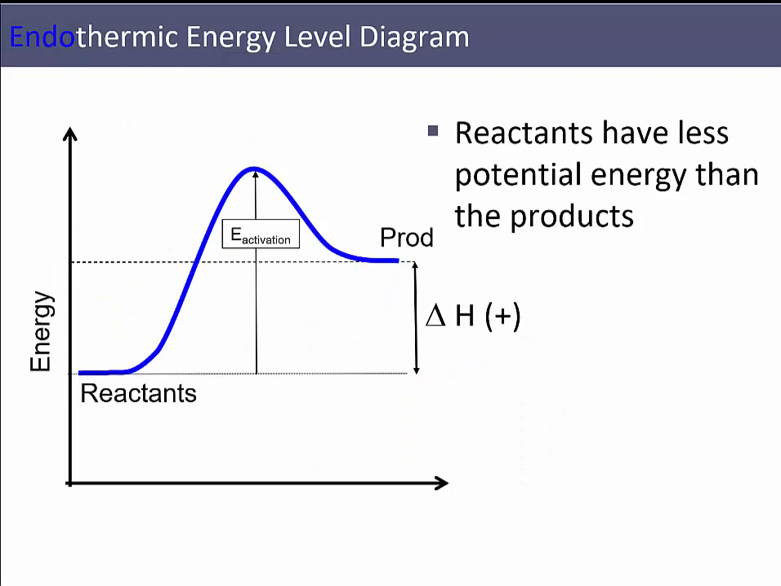In an endothermic energy level diagram, we're going to start off with low energy reactants. We still have to go up over an activation barrier, but we're going to end up with products that are higher energy. So the reactants have less potential energy than the products. So in order for this reaction to happen, I need to put energy into my system. My delta H, my change in energy for my system, for my chemical reaction, is positive. It's taking energy out of the surroundings to drive that chemical reaction.